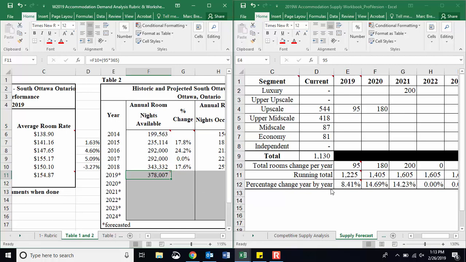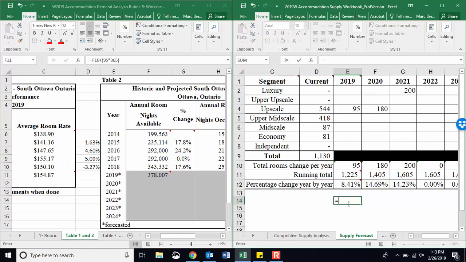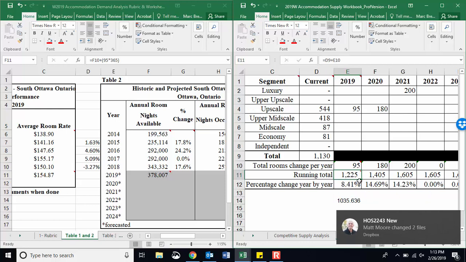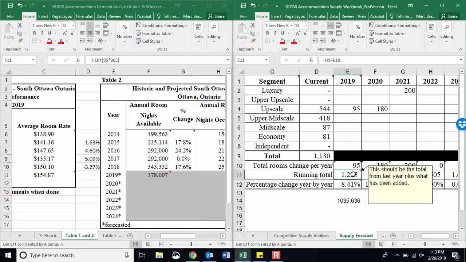Room nights available. The only problem with that, let's do some math. So 378,007 rooms. If we divide that by 365 days in the year, look at the amount of rooms that means. We've got 1,225.